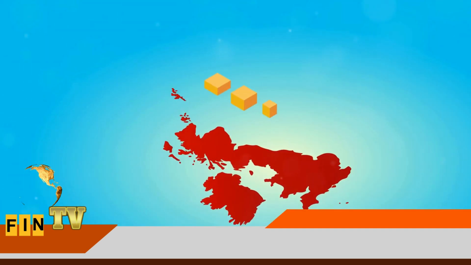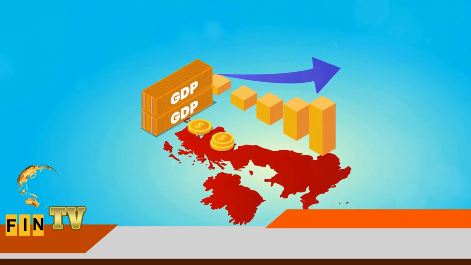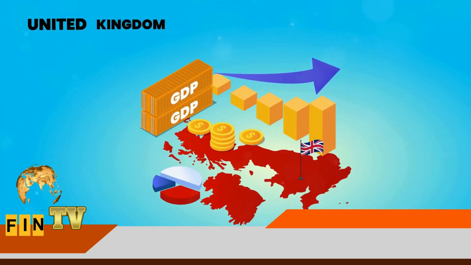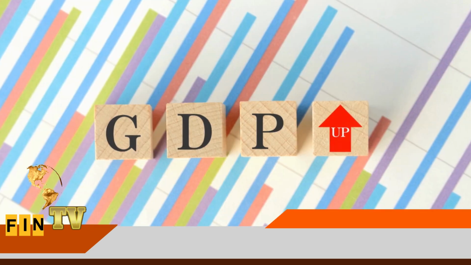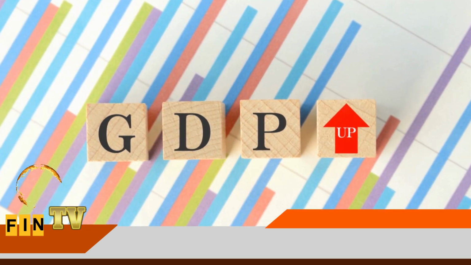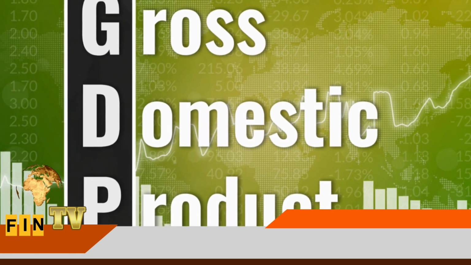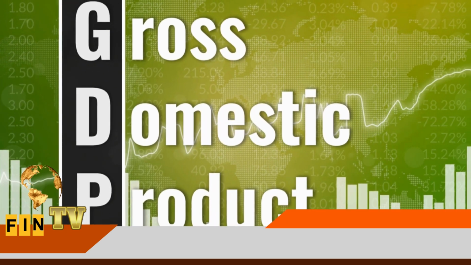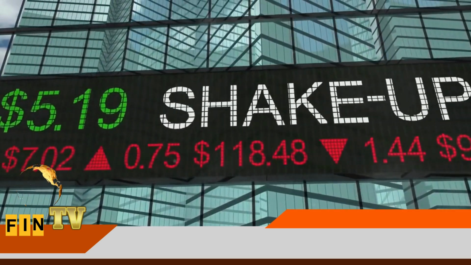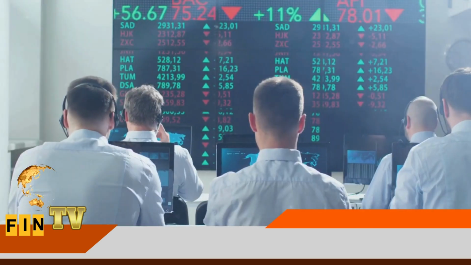Per capita GDP divides the total GDP by the population, giving an average economic output per person. This helps to understand the standard of living. A higher per capita GDP indicates a higher standard of living. By understanding these different types of GDP, we can get a clearer picture of a country's economic health. Next, let's see how GDP impacts stock markets.